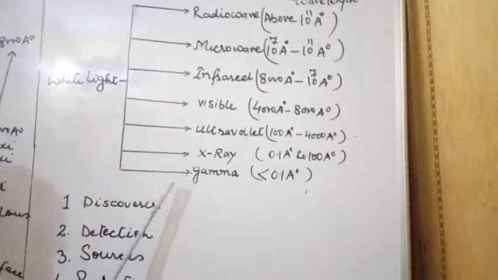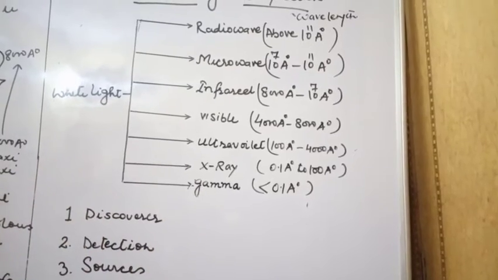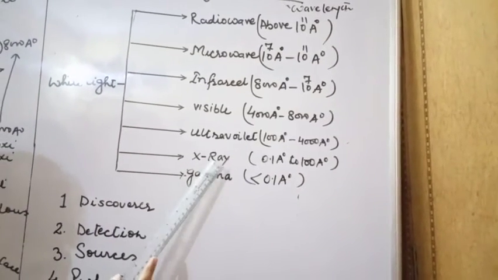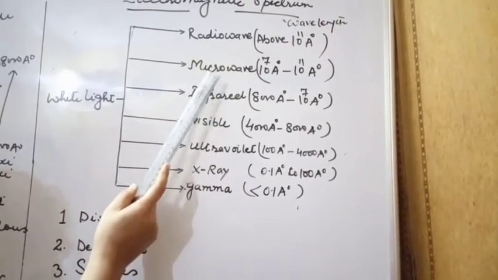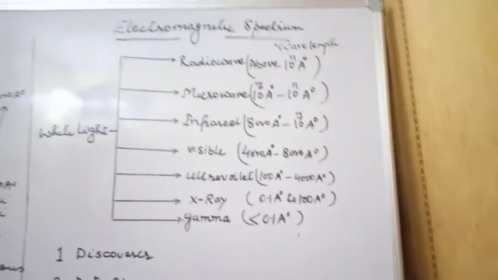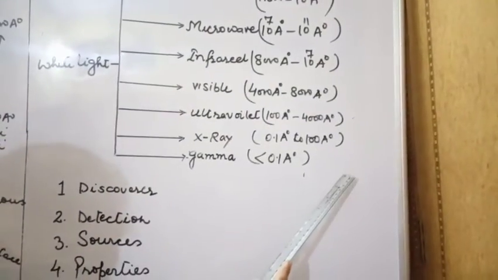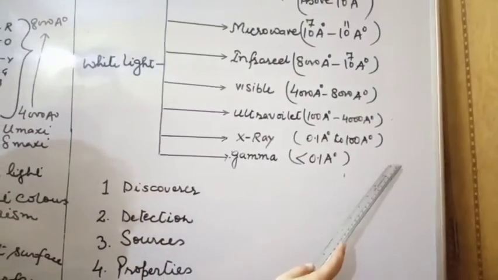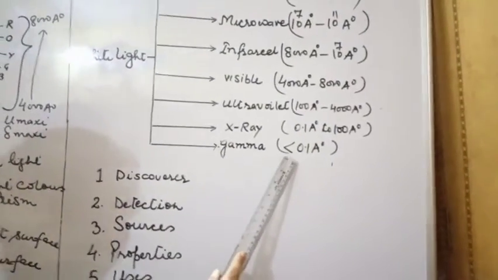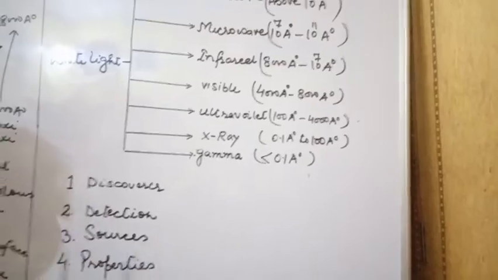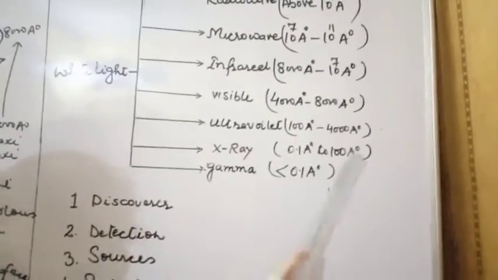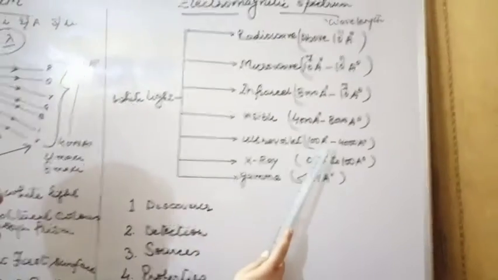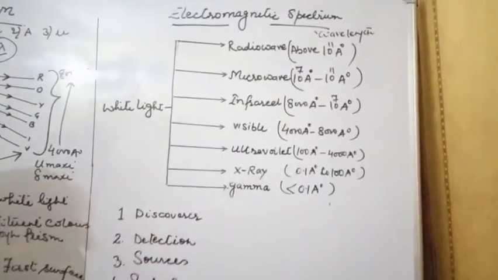First I will tell you the members of this spectrum: gamma ray, X-ray, ultraviolet, visible light, infrared, microwave as well as the radio wave. I have written all this in increasing order of wavelength. Gamma, whose wavelength is less than 0.1 angstrom. X-ray, the range 0.1 angstrom to 100 angstrom. Ultraviolet, 100 angstrom to 4000 angstrom.